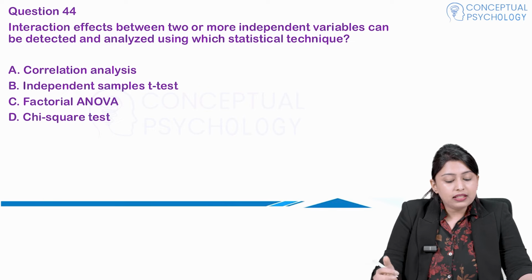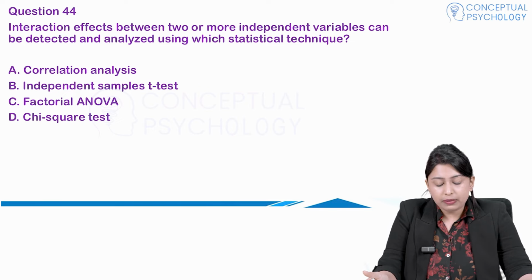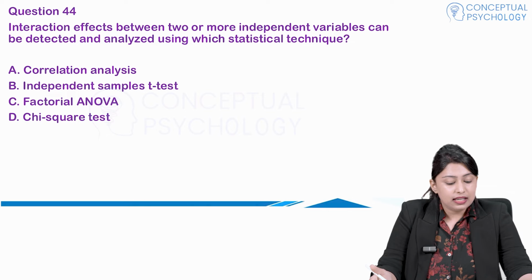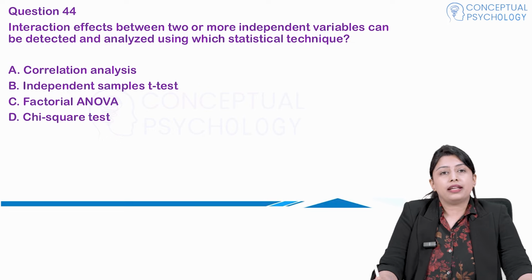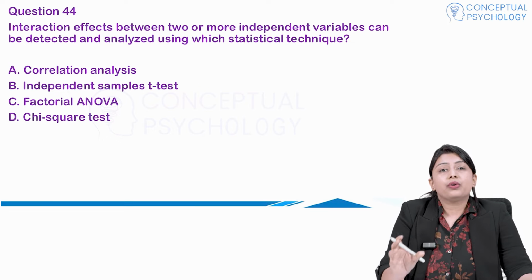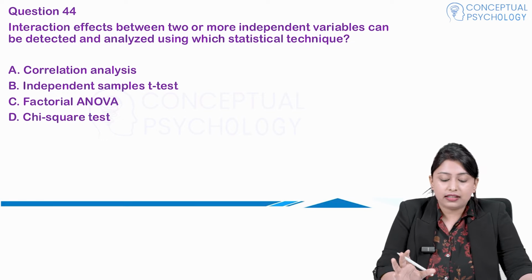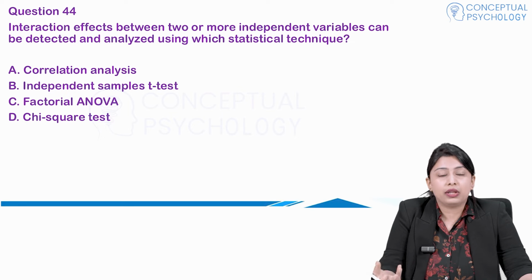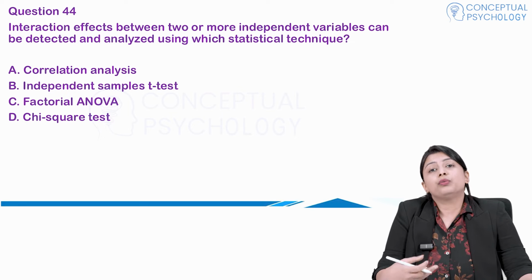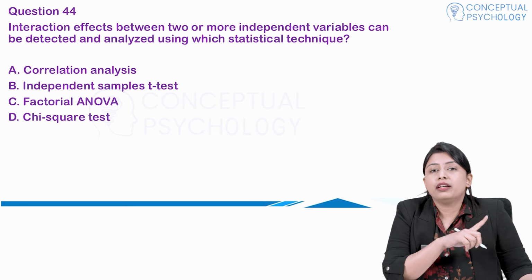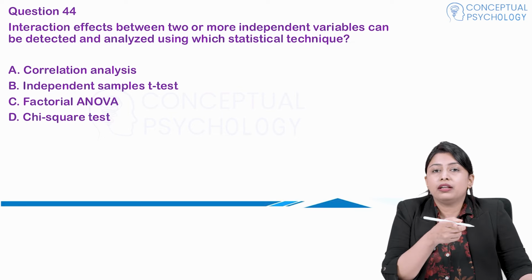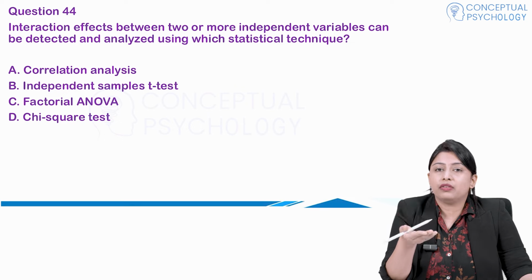Moving on. Interaction effects between two or more independent variables can be detected and analyzed using which statistical technique? Correlation analysis, independent sample t-test, factorial ANOVA or chi-square test. So here factorial ANOVA is a primary statistical technique used to detect and analyze the interaction between independent variables. So an interaction effect, it would occur when the effect of one independent variable on the dependent variable depends on the level of another independent variable.